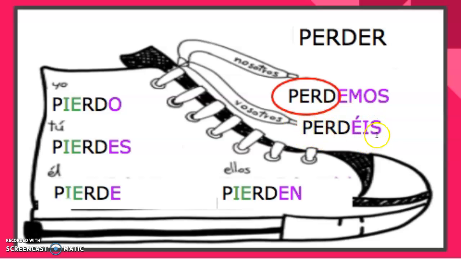So, but since we're not going to be using the vosotros form a lot, we don't need to worry about it. But nosotros does not have a stem change. See? All right, we're going to go to Canvas and do a practice activity with the verb quiero or querer.